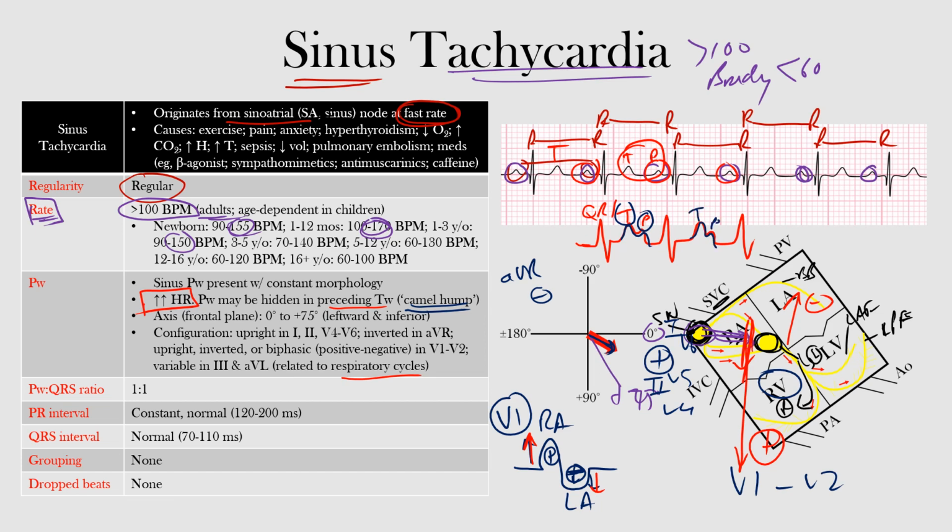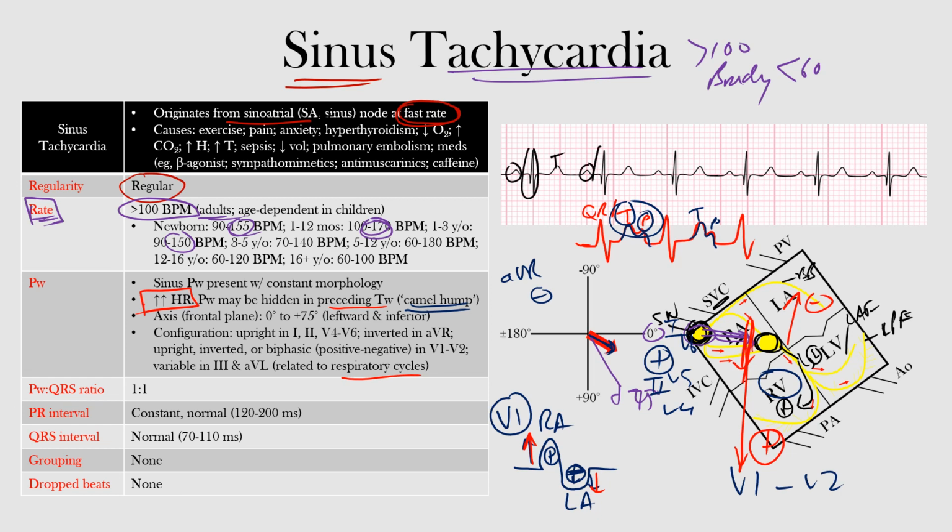So just something to be aware of when you have these very fast rates, maybe around 150 or so or even higher, you can see the P and the T wave almost fusing together. Now, in terms of the P wave to QRS ratio, just like normal sinus rhythm, you have that 1-to-1 ratio where you have one P wave for every QRS complex. So P wave, QRS, this is our T wave, P wave, QRS, P wave, QRS, P wave, QRS, and you always have the P wave preceding the QRS complex.